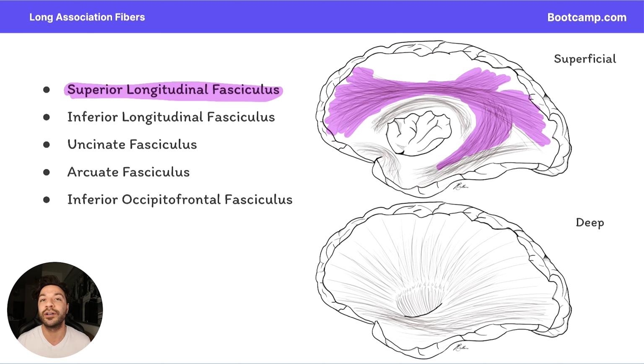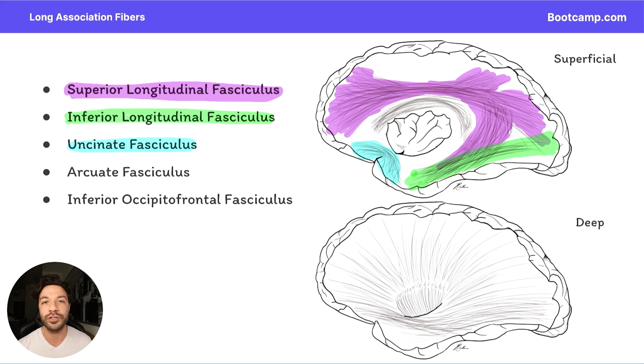And if we have a superior longitudinal fasciculus, we have an inferior longitudinal fasciculus. This one is going to be found connecting the occipital lobe to the temporal lobe, as you can see right here, and that's going to be inferior to the superior longitudinal fasciculus. And then connecting the temporal lobe, specifically the uncus, to the frontal lobe, we're going to have this uncinate fasciculus.